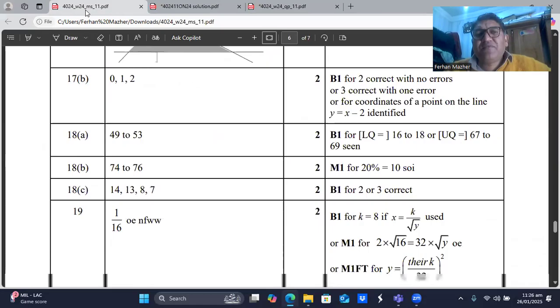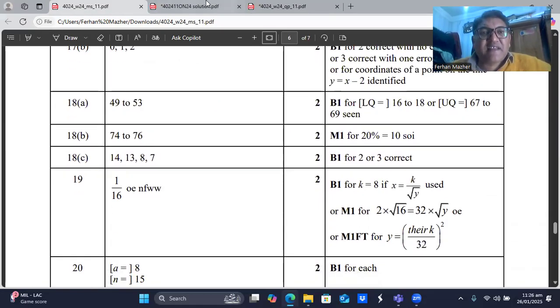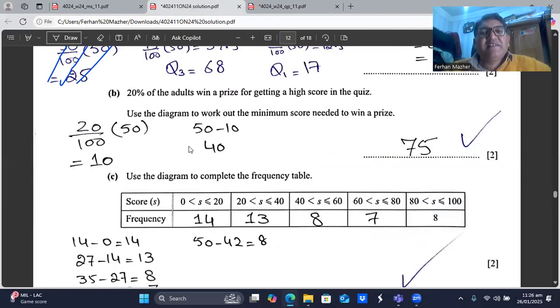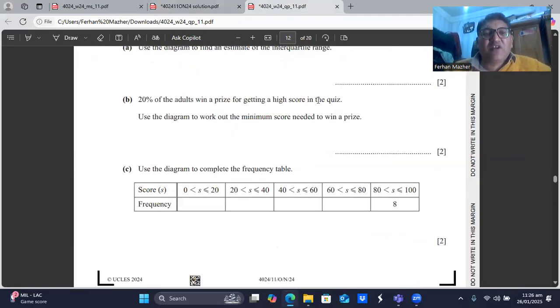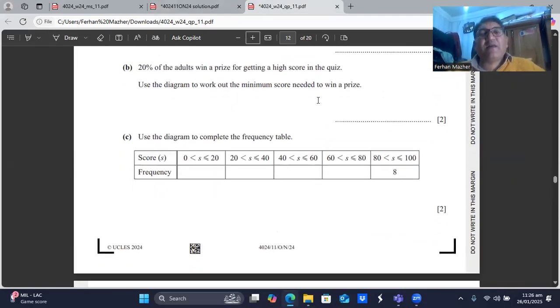They say from 74 to 76, the answer can be. Okay, then what is their question? They say use the diagram to complete the frequency table. So here we have to find out the frequency for each class. The method is very simple.